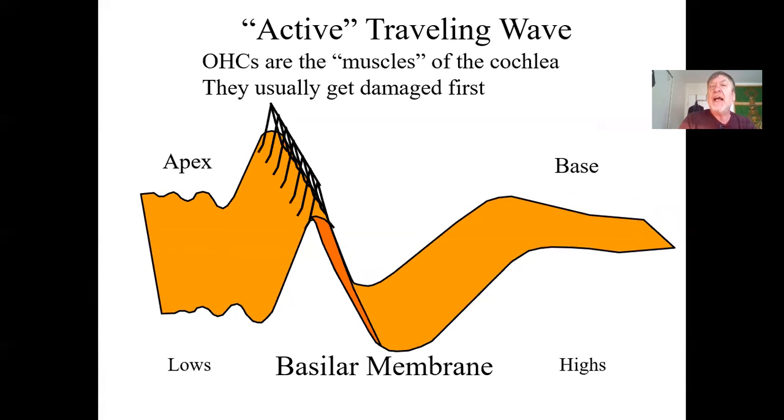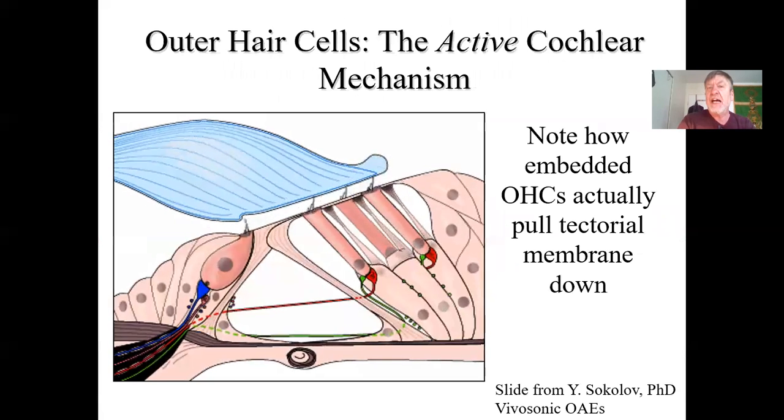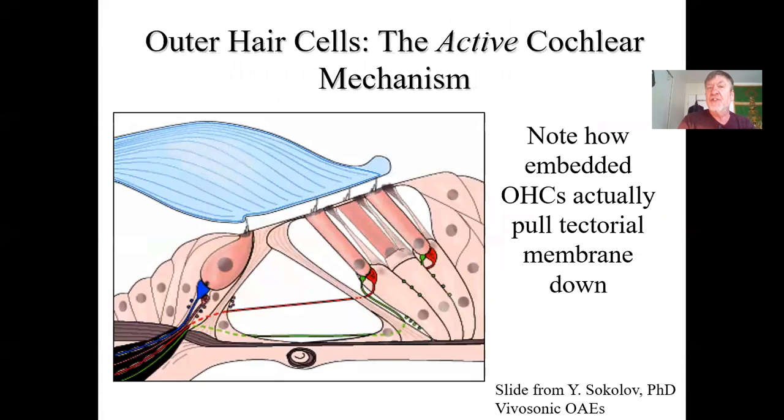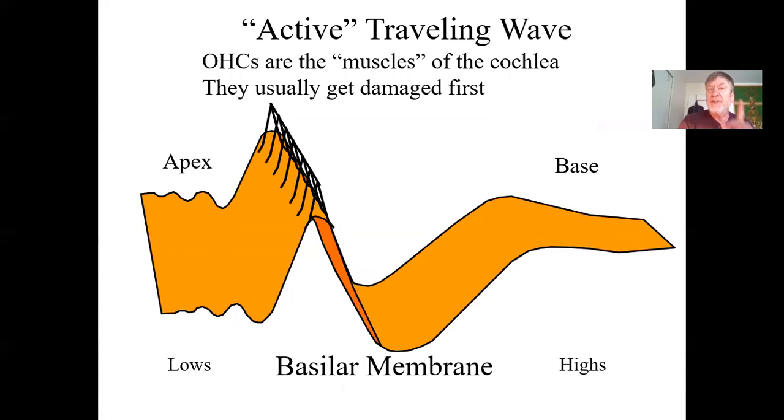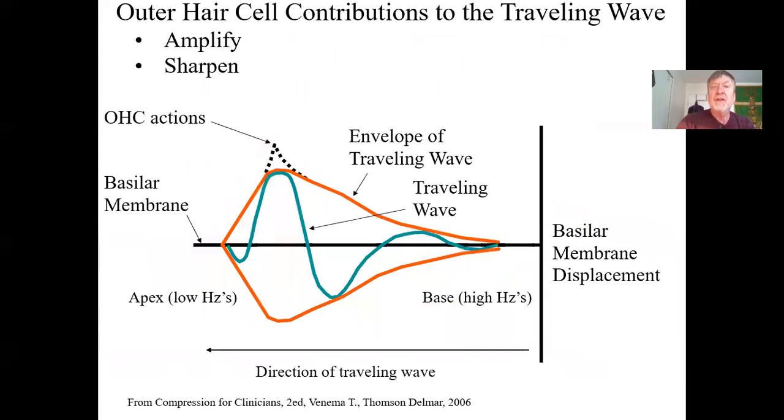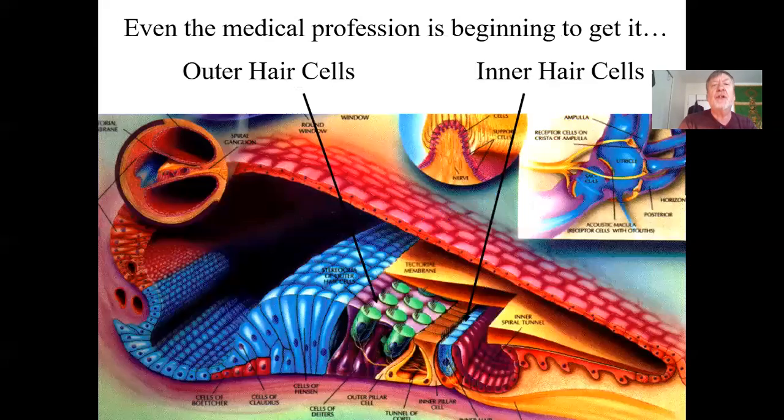So an active traveling wave is the result of this action. This action's doing two things. It's amplifying the wave, as you can see, and it's sharpening the wave. So now this person can distinguish between frequencies close together. Get it? Good. That's that sharpening peak that I keep showing you. Okay? It's the sharpening peak that I kept showing you over here.